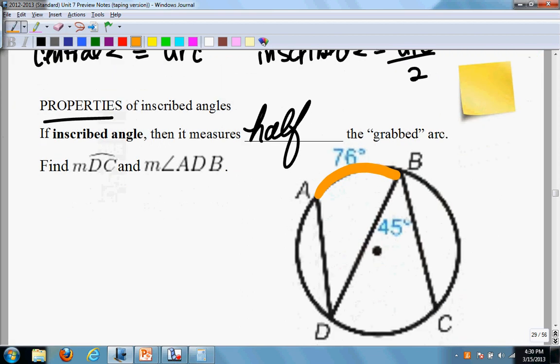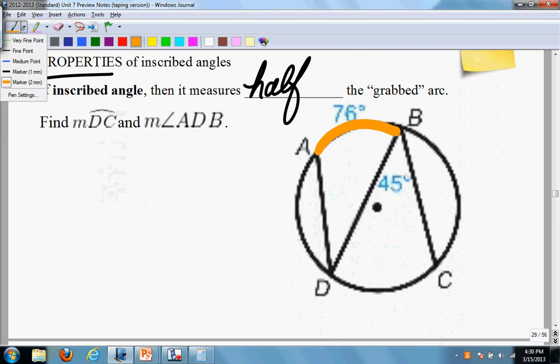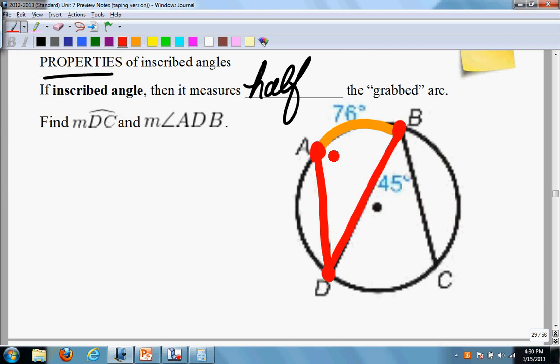Okay, now get your Post-its, please. Now I'd like you to trace, please, the angle ADB. ADB. Notice the arms are in and the vertex is on the circle. On the circle. That means that angle ADB is inscribed. And we learned that the inscribed angle equals half the arc it grabs.